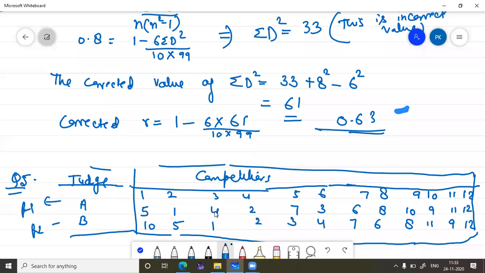So determine the association between the judgment of two judges by Spearman's coefficient of rank correlation. So you just try to solve it yourself. इसका जो आंसर आएगा 0.707. Okay. So do complete this problem.